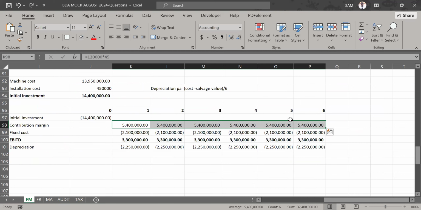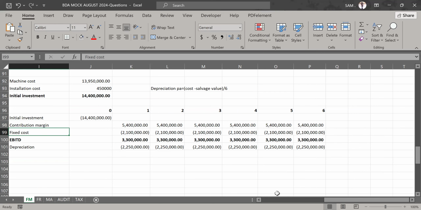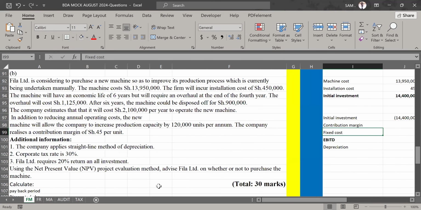Then, after we look at what we are likely to get in terms of the value this new machine will bring to us in terms of inflows, we now ask ourselves, what costs are we going to incur for the period, so that we narrow down and look at our returns? One of the costs that we identified was a fixed cost. We were given that information by the examiner, and we were told that the company estimates that it will have to spend 2.1 million shillings per year to keep the machine running.